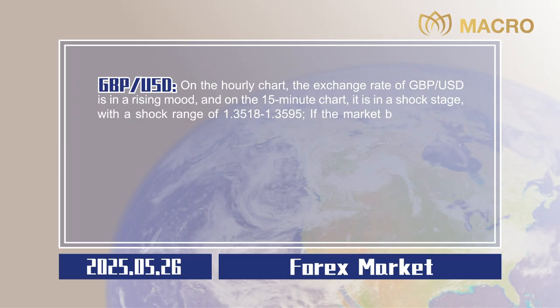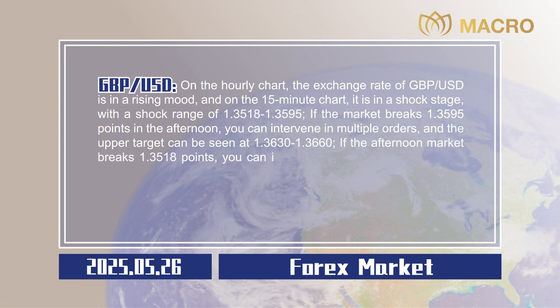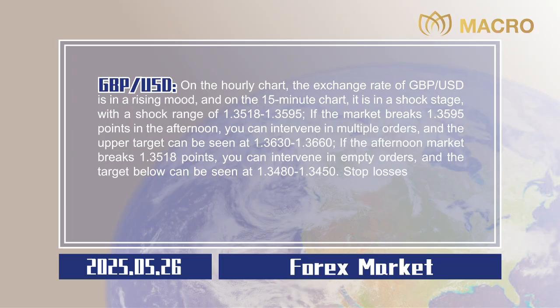If the market breaks 1.3595 points in the afternoon, you can intervene in multiple orders, and the upper target can be seen at 1.3630 to 1.3660. If the afternoon market breaks 1.3518 points, you can intervene in empty orders, and the target below can be seen at 1.3480 to 1.3450. Stop losses are all 20 points, 0.0020.